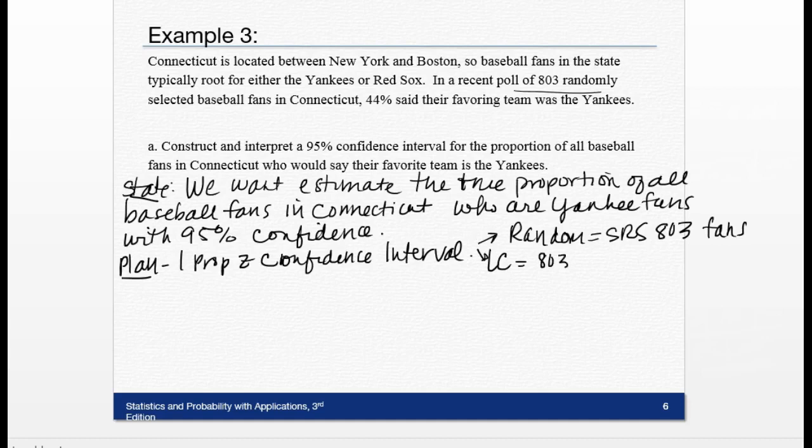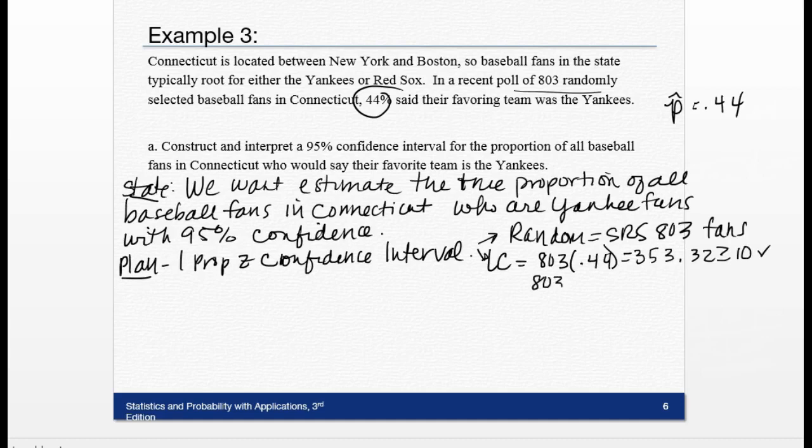So I take 803 and I multiply it by p hat. Well, look at the problem. What is the p hat value? It's right there. It's the 0.44. So 803 times 0.44 is 353.32, and that's greater than or equal to 10, so far so good.